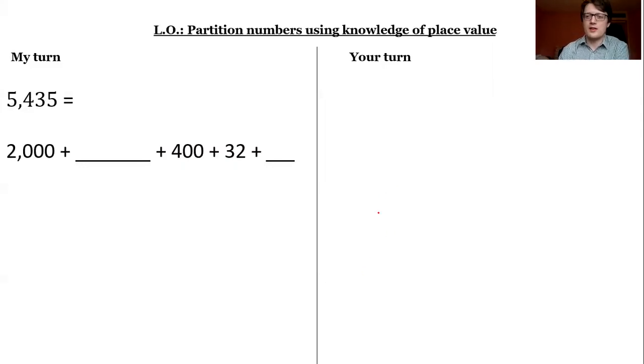Now, the key thing with this is that actually we don't have to partition numbers in a particular way as long as the total is the same. It doesn't really matter how we split up the number, and that can be really helpful for us as mathematicians. So here we've got this number split up slightly differently. It hasn't been done directly in line with the place value columns. So at the moment I've only got 2,000, but I need to get to 5,000. So I need another 3,000. 2,000 and 3,000 is 5,000. I've got my 400, but then I need 35 in total. I've only got 32. So I need another 3. 32 add 3 is 35. And again, if we add all of these up, it will equal 5,435. Remember, that's what this equals sign means, that this side and this side are exactly the same.